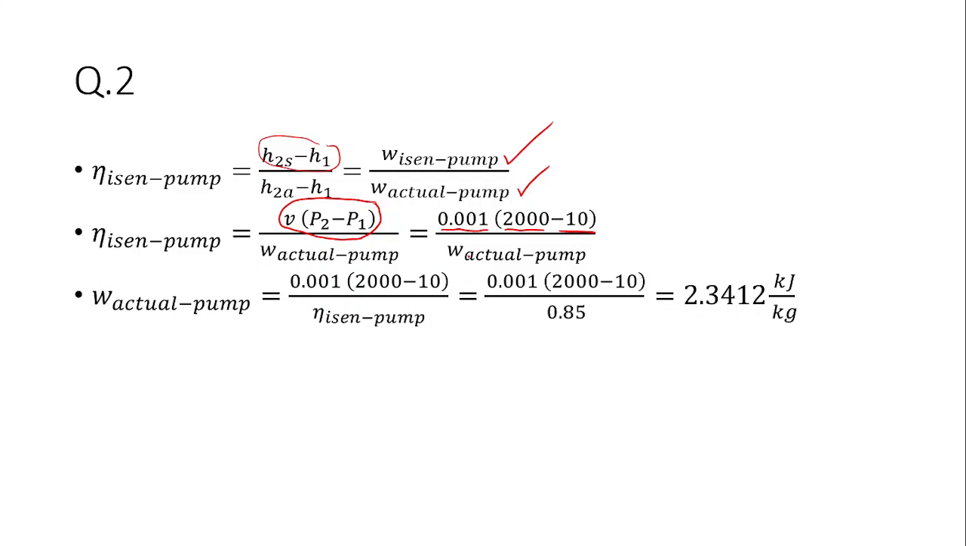yes, I can now make the W actual the subject. So if I make it the subject, then the efficiency now becomes the denominator here, right? Then I can just put in the value. So I know my V, my P2, my P1, and then my efficiency. I can find the actual work of the pump.